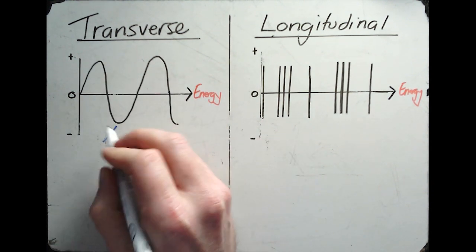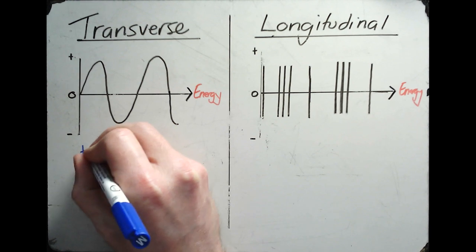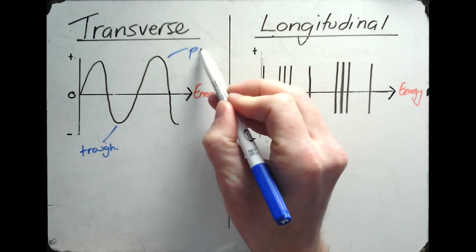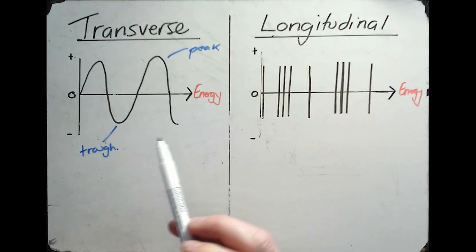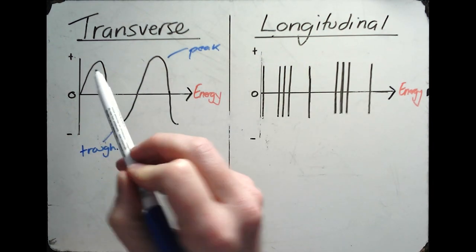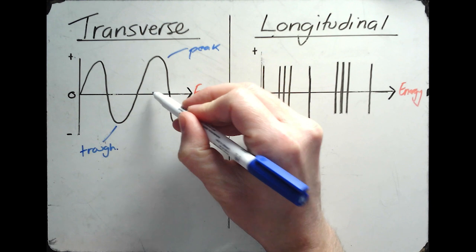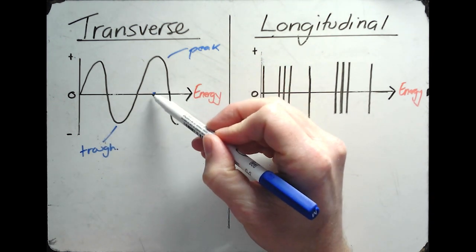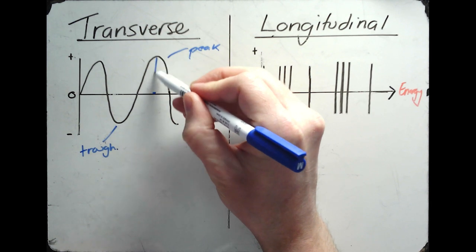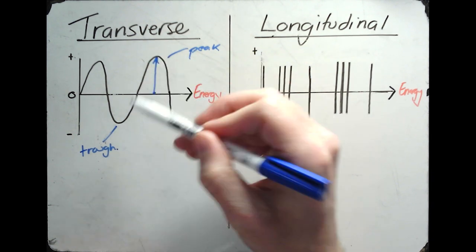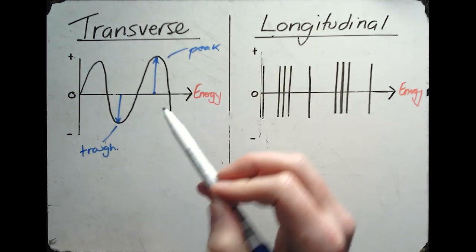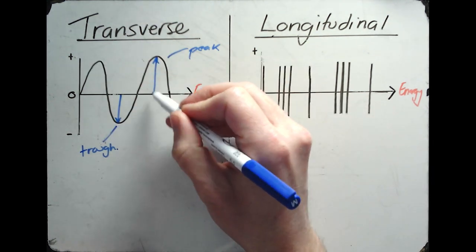This very bottom of the wave here on the transverse wave is called a trough. And the very top part is called a peak. Okay. We can also identify the amplitude. So that's the distance from the line of zero disturbance to the maximum displacement. And that can happen in both positive and negative displacements. So that is the amplitude.